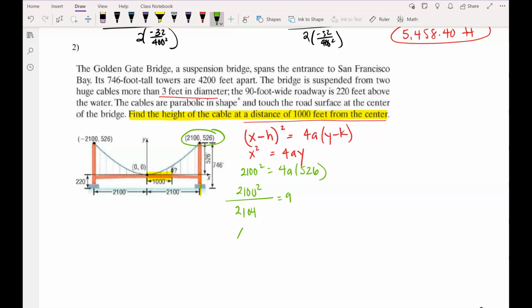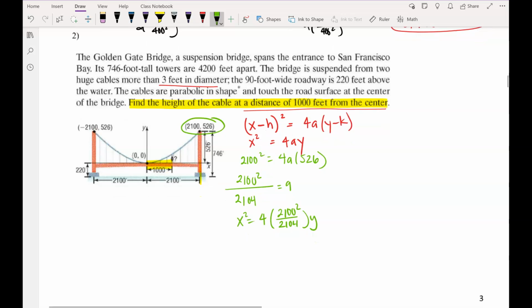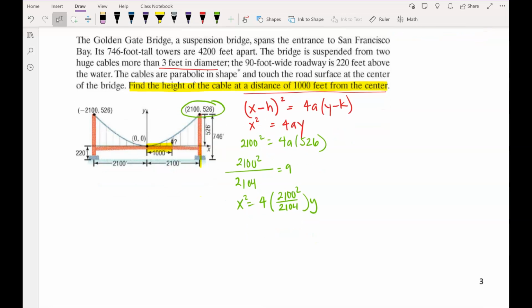Now let's plug it back into the equation. So x squared equals 4 times a. A is 2100 squared all over 2104 times y. As you can see, I'm not distributing out the 4 because that's really not my end goal. My end goal is really finding the height, which is the y value, when x is 1,000 feet from the center on the bridge. So this is where I'm going to plug in 1,000. So 1,000 squared equals 4 times 2100 squared all over 2104 times y.